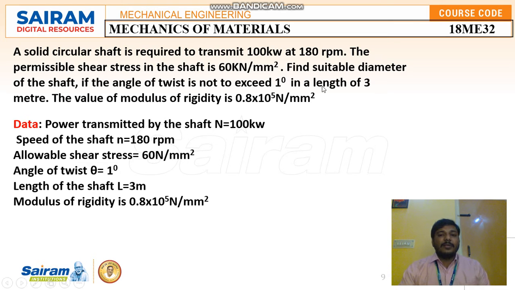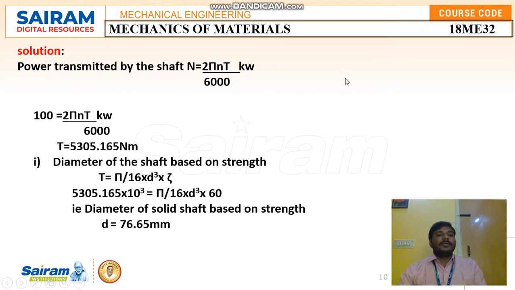Here again they have given the length and the angle of twist, so we need to find the diameter based on the strength criterion and based on the rigidity criterion, and compare the diameters, taking the one with the higher value. Based on that only we select the permissible diameter for this solid circular shaft. Now we go for the solution.